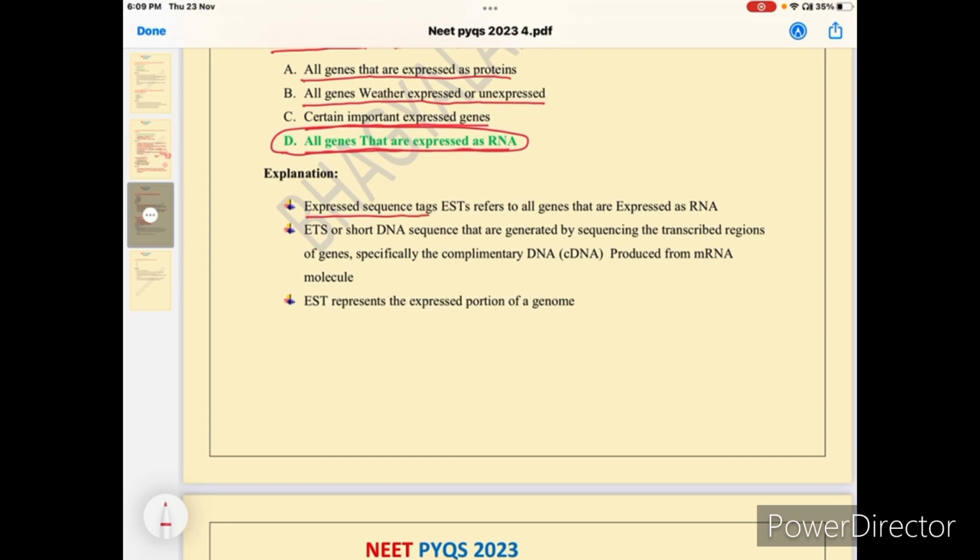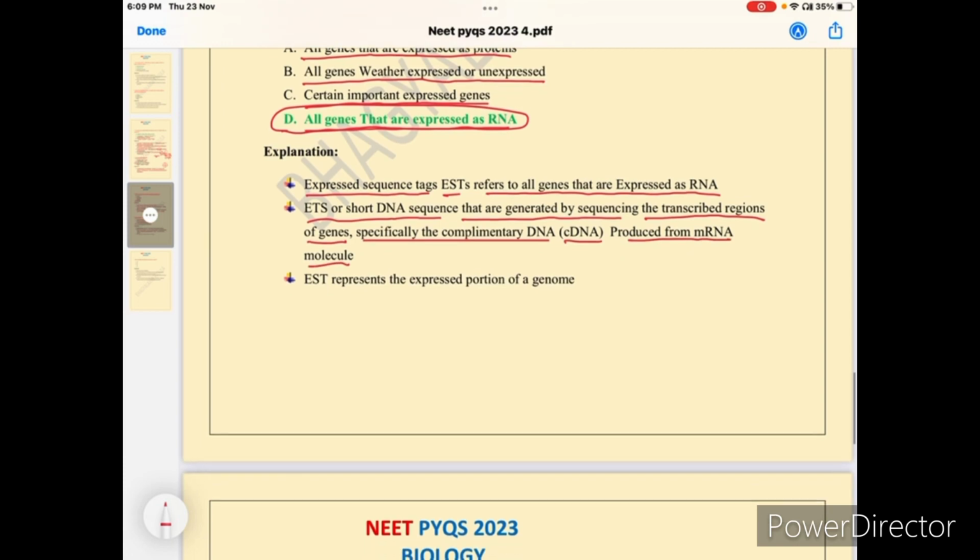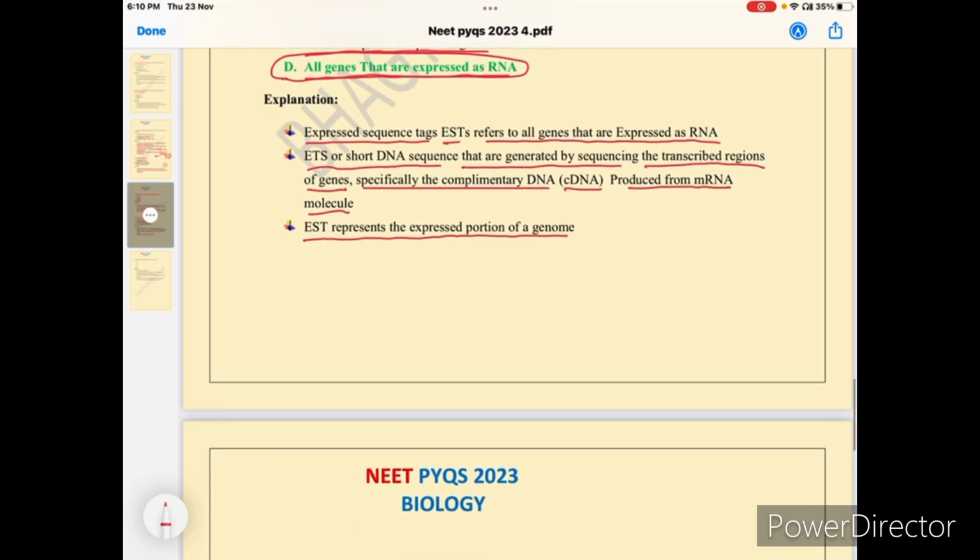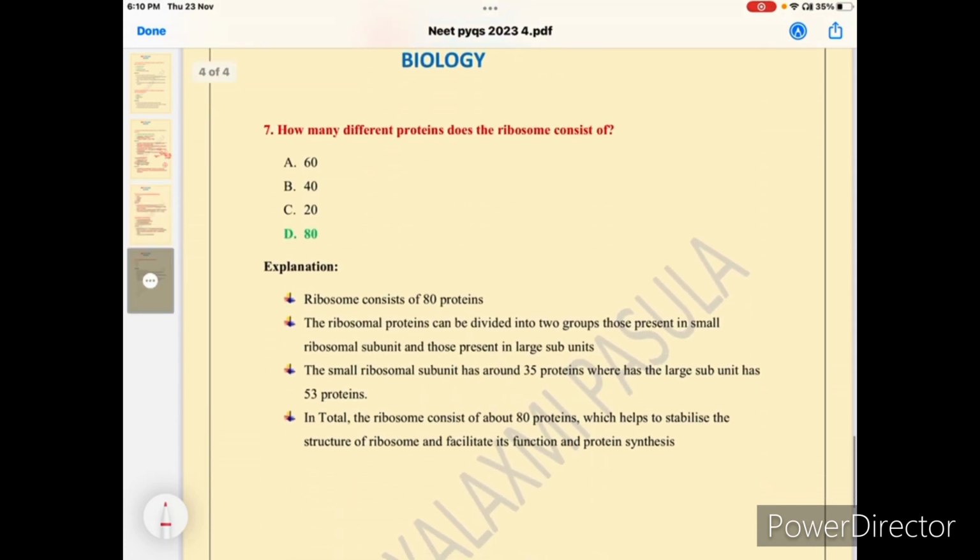Expressed sequence tags, EST, refers to all genes that are expressed as RNA. ESTs are short DNA sequences generated from the transcribed regions of genes, especially the complementary DNA, cDNA, produced from mRNA molecules. ESTs represent the expressed portion of the genome. Let us see the next question.